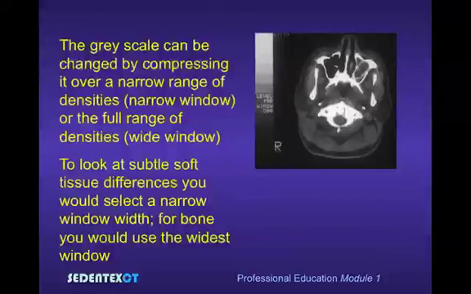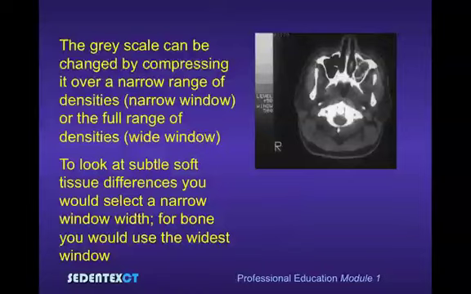What is the significance of the Hounsfield scale in clinical practice? Well, the grayscale can be changed by compressing it over a narrow range of densities, using a narrow window as it's called, or the full range of densities, a wide window. To look at subtle soft tissue differences, you would select a narrow window width around the centre of the Hounsfield scale. If we are only interested in bony images, then we would use the widest window. This allows us to see bone particularly well.